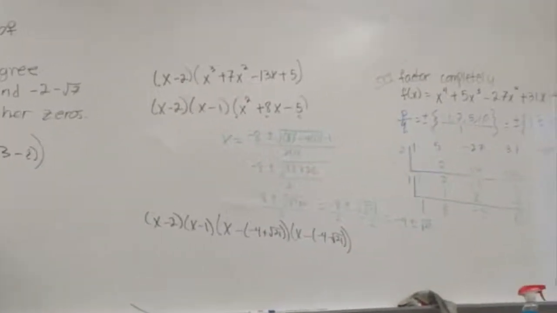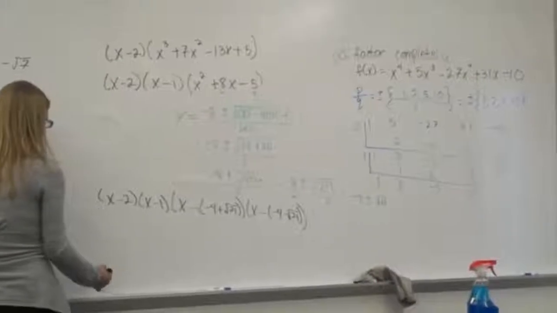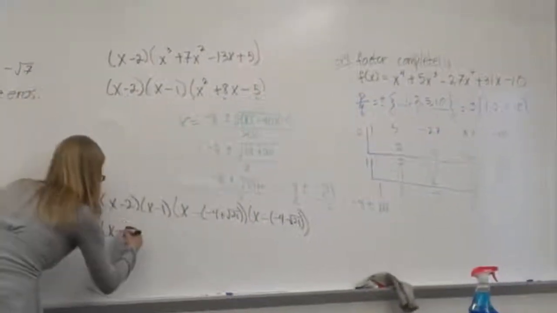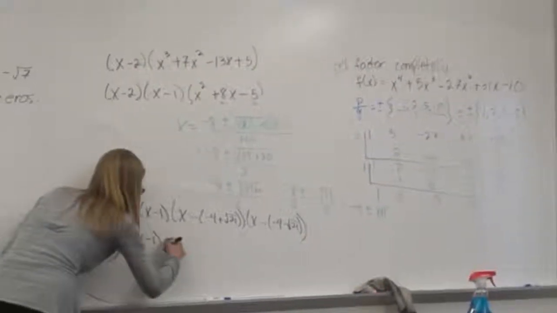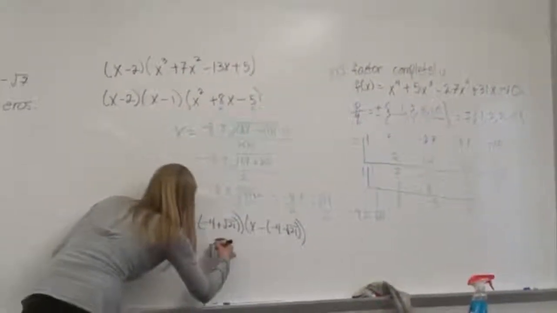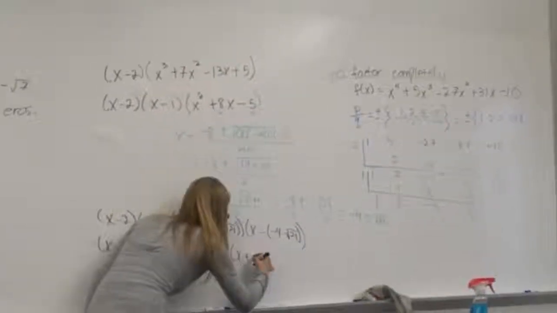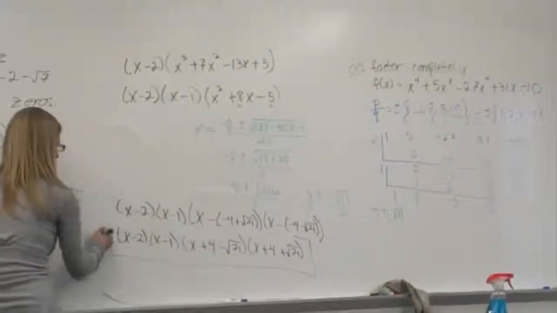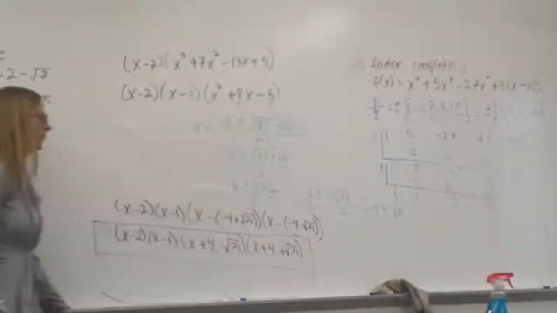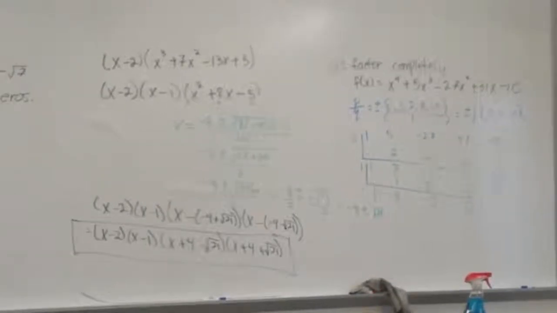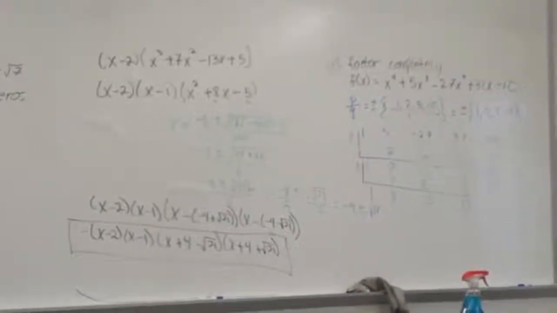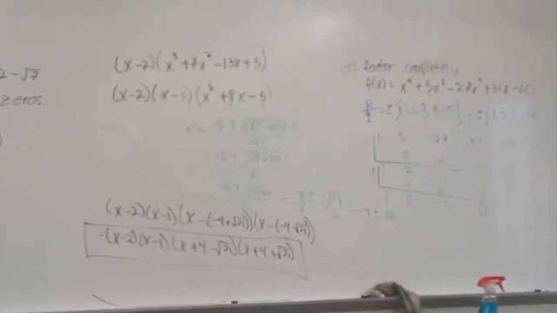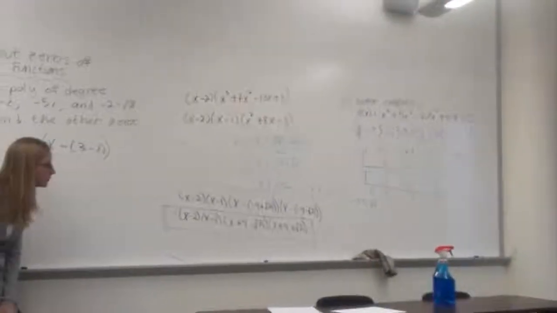Ridiculous, it can look like an answer. Is that the final answer? Those are the zeros. No, because it told me to factor only. Yeah, it just told me to factor. X minus 2, x minus 1, x plus 4 minus root 21, x plus 4 plus root 21. You do have to distribute that negative. Ta-da! Can you really tell, is there any difference between those two? Yes.